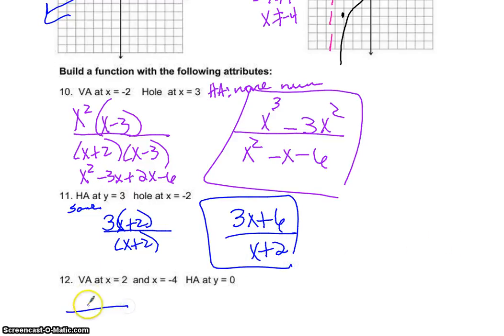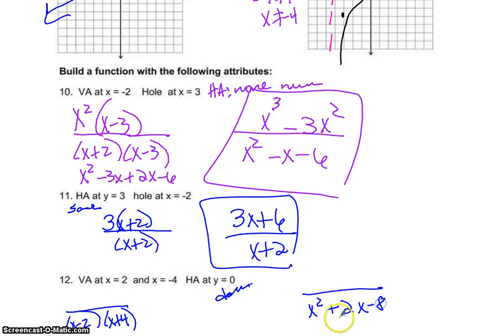Last one, you have a vertical asymptote at x equal 2, so that means an x minus 2 in the bottom. You have a vertical asymptote at x equal negative 4, which means an x plus 4 in the bottom. You have a horizontal asymptote at y equals 0. This means your denominator has to be the larger degree. So if I multiply these two together, I end up with x squared plus 2x minus 8. Whatever you put in the top has to have a smaller degree than 2. So it could be x, or it could not have an x. You could just put a 1. And so this would be your answer.